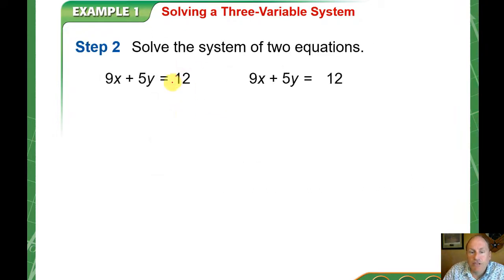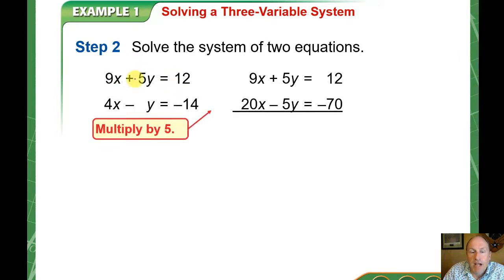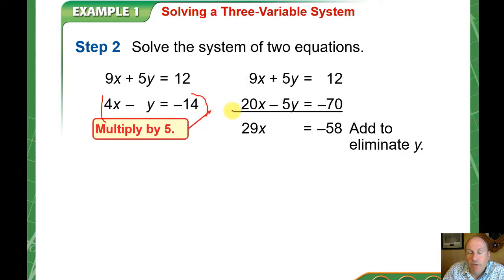So now we're going to solve the system of two equations, 9x plus 5y equals 12, and 4x minus y equals -14. Again, lots of ways we can do this. Probably the easiest here is to go ahead and multiply this second equation by 5. When we do so, that equation becomes 20x minus 5y equals -70 when I multiply all three of those parts by 5. Why do I do that?